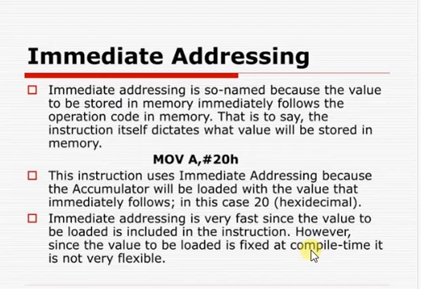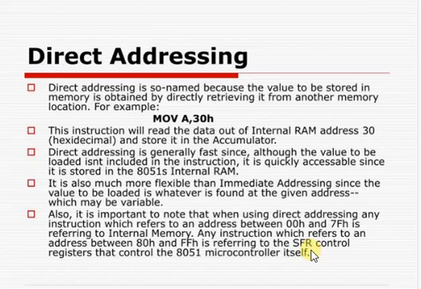Coming to immediate addressing mode. Immediate addressing is so named because the value to be stored immediately follows the operation code in memory. Within the instruction, the value is specified. The example is move A, #20. The direct addressing mode: in this addressing mode, the value, otherwise the data, is stored in a memory location. The example is move A, 30H. That means 30 is the memory location. The contents of 30 are transferred to A.